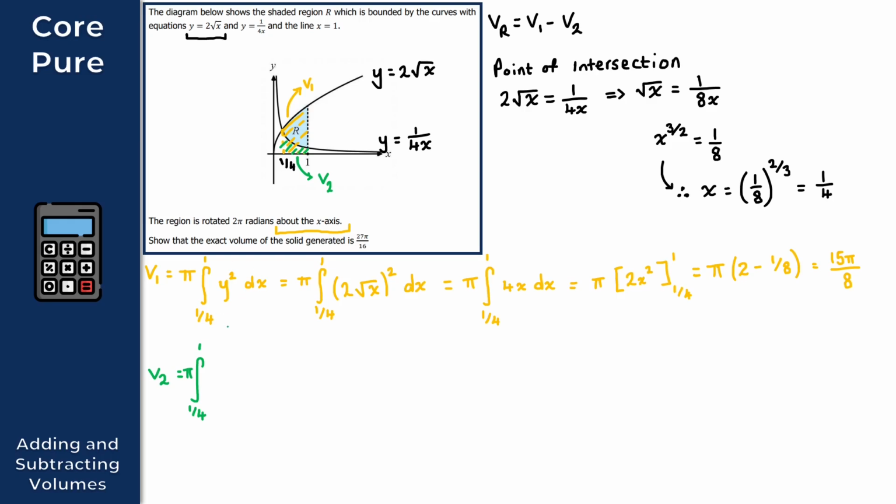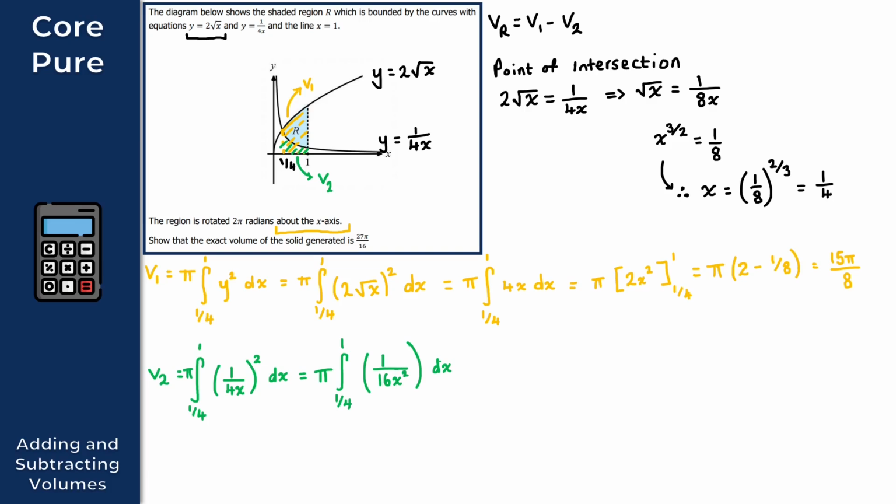I've got y squared again. So y here is 1 over 4x. So we get 1 over 4x squared. 1 over 4x all squared here. And again, this is with respect to x here. So dx there. Okay. So we get pi times the integral here. Again, the limits are the same. 1 over 4 to 1. So 1 over 4x all squared here. We get 1, do it in brackets again, 1 over 16x squared here, like so. And again, this is with respect to x here.